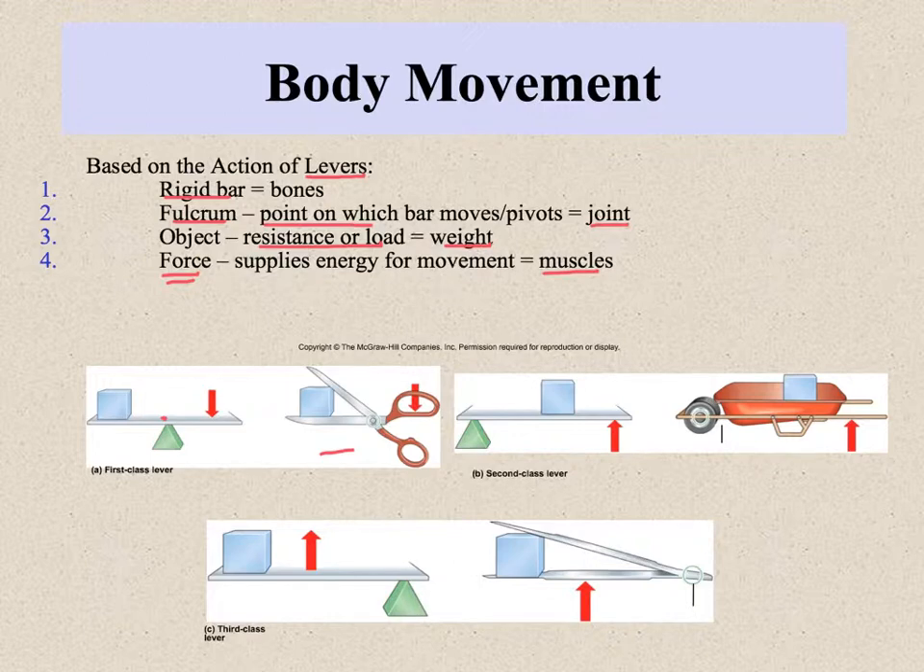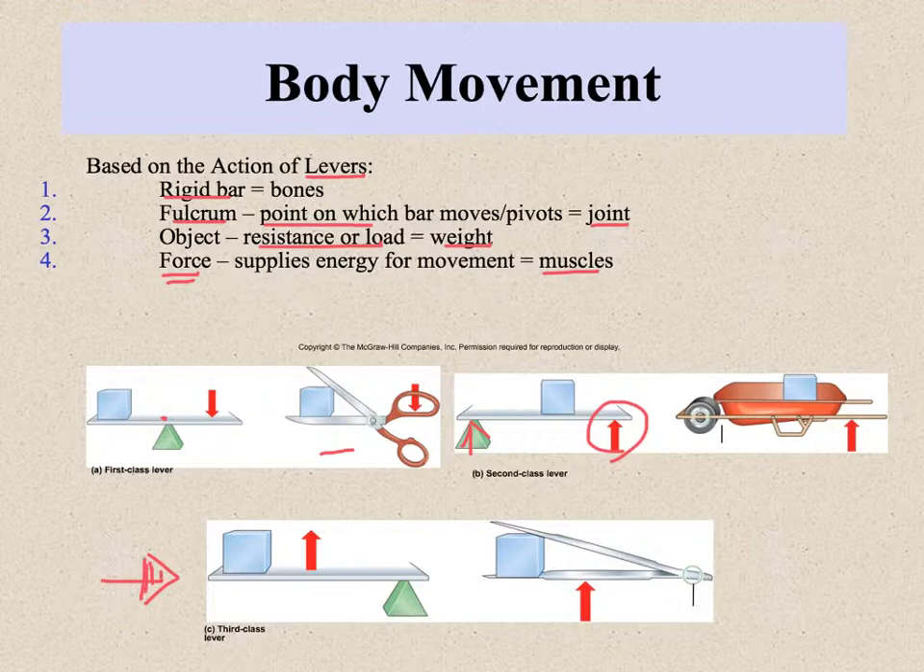In a second class lever, the fulcrum is at the very end and the force is at the other end. And about the only example in the human body of this situation is standing on your toes. The joints down there on your metatarsals are the pivot point, and the force is provided by the muscles of your calf, and you've got your whole body weight basically balanced on the arch of your foot when you're standing on your toes.